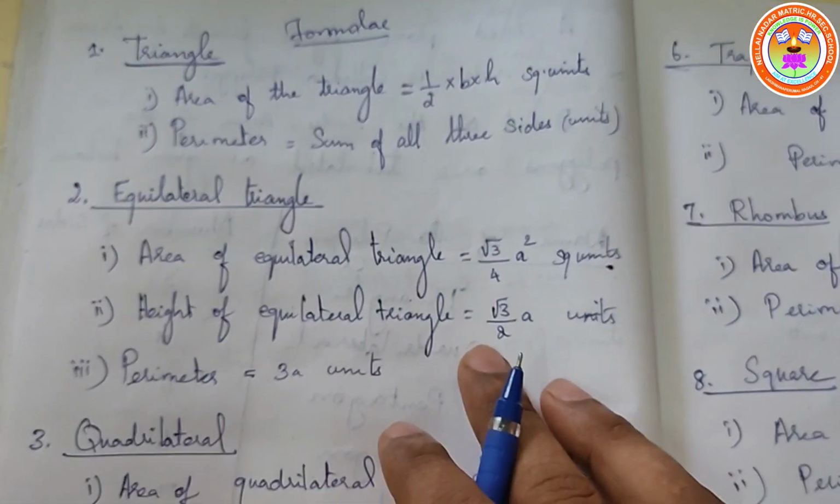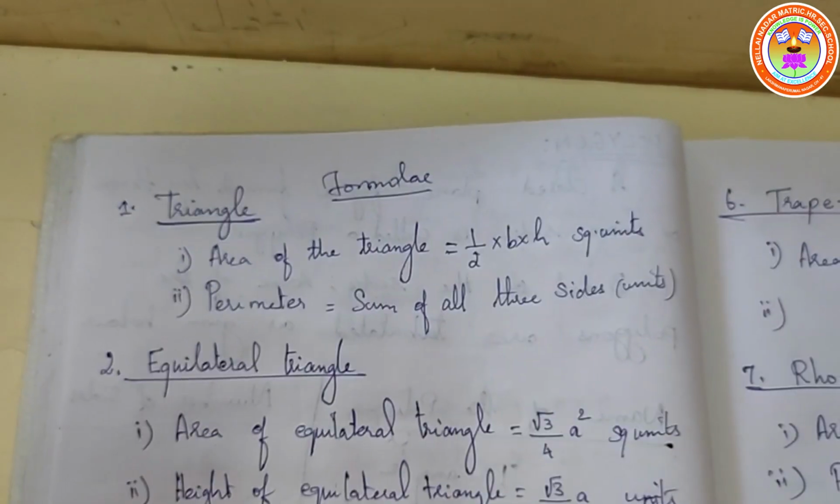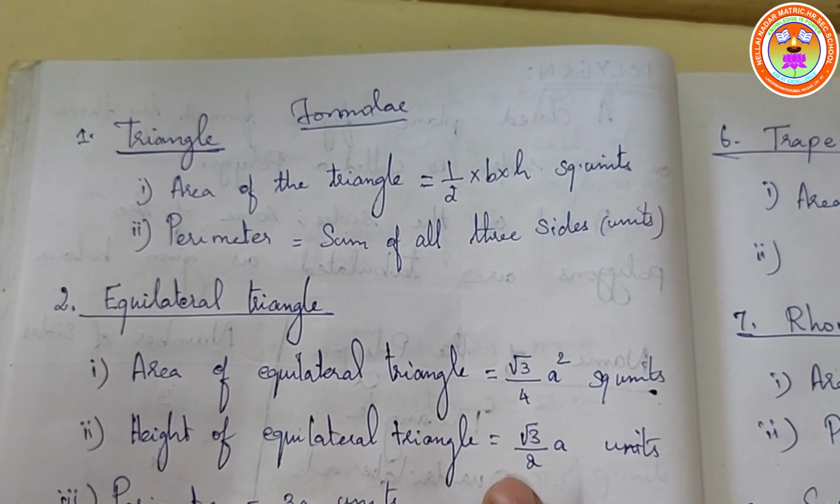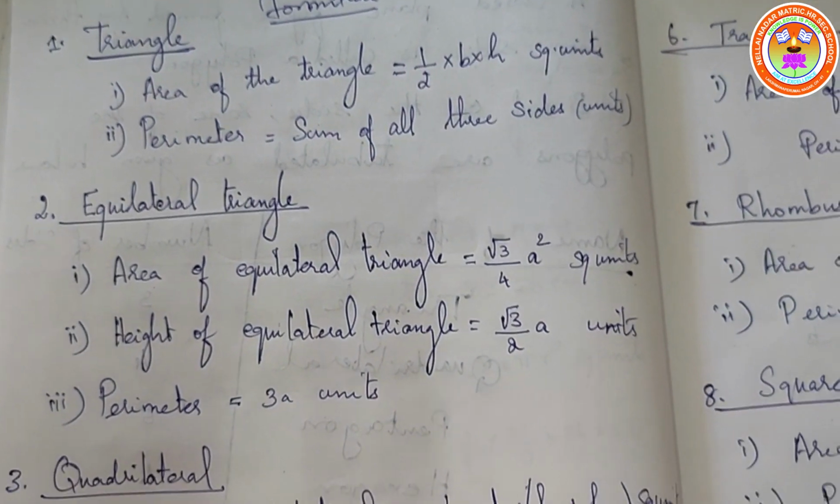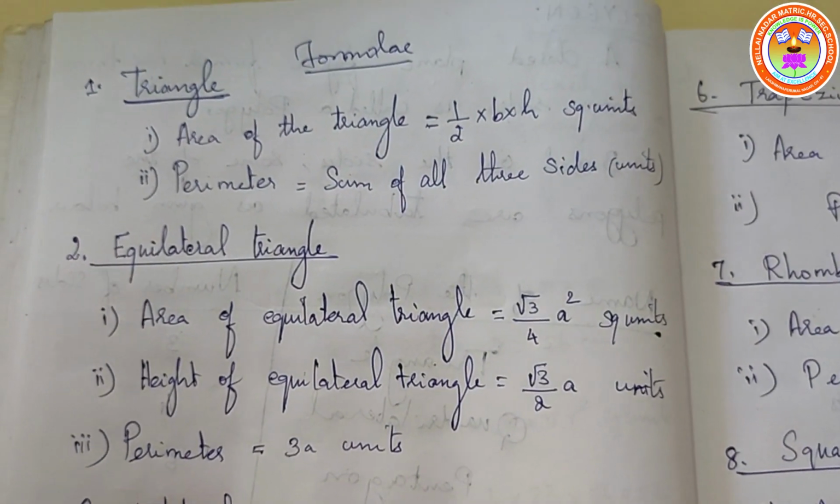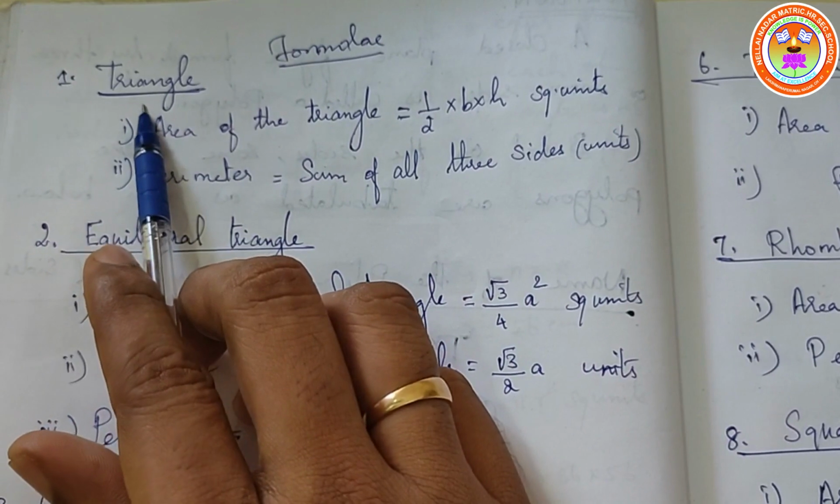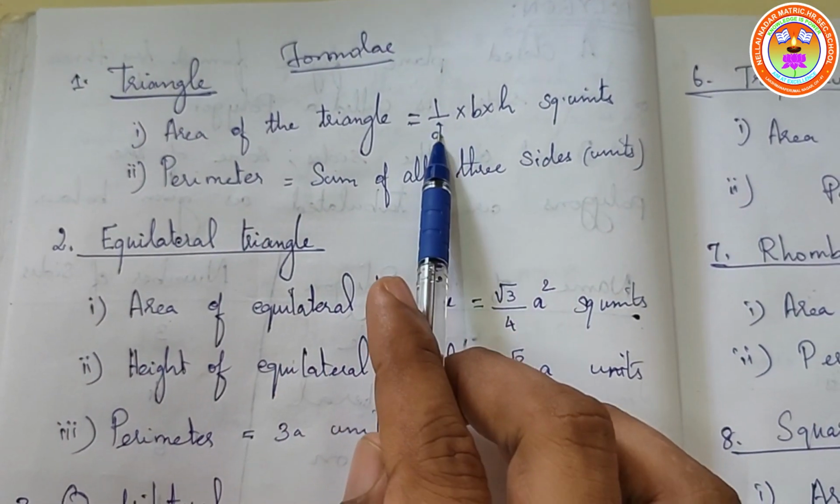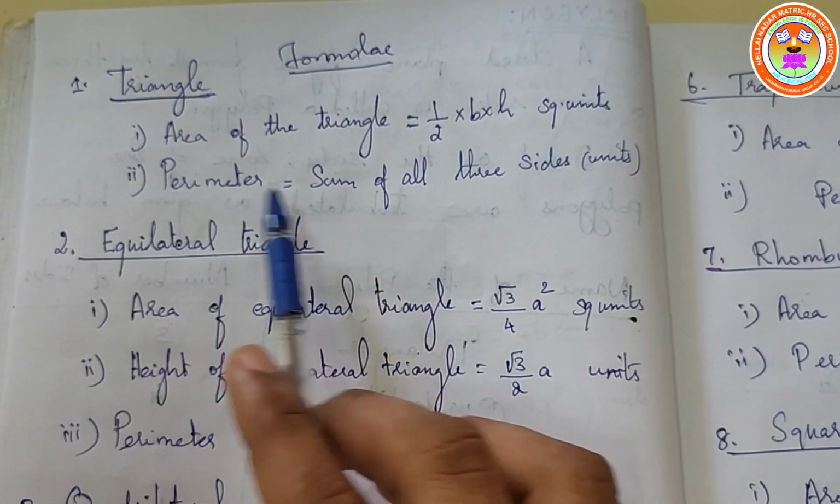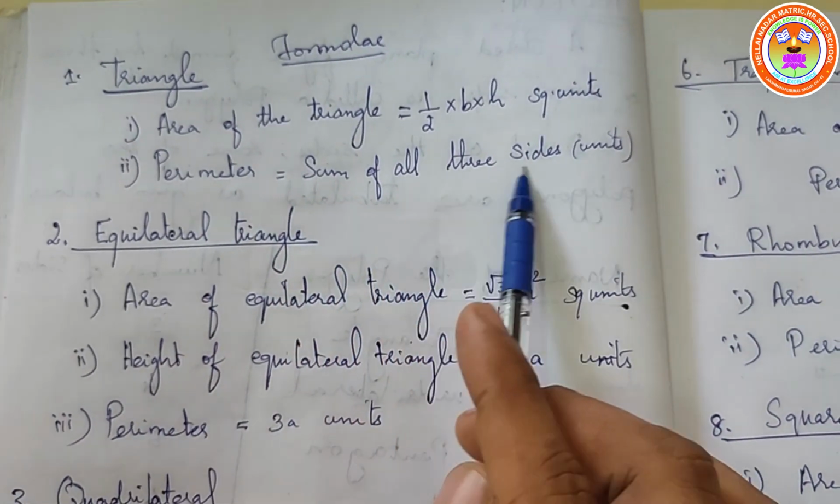Formulas for the next chapter. One by one, they are given. If I read everything, it will take time. Because of the time constraint, I am just showing them. Triangle: area of the triangle is half into b into h. Perimeter you can find as the sum of all 3 sides.